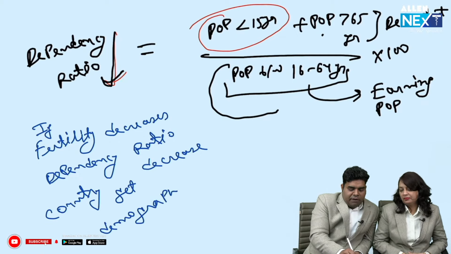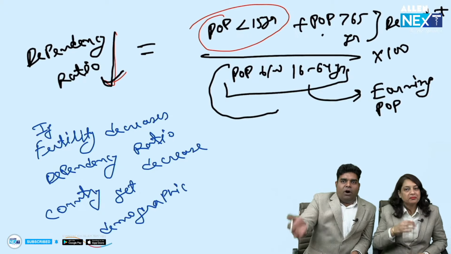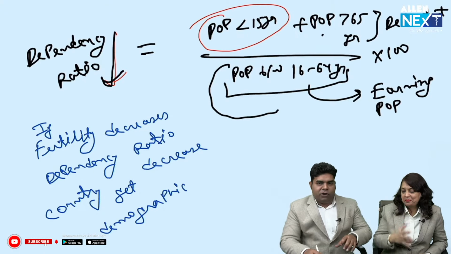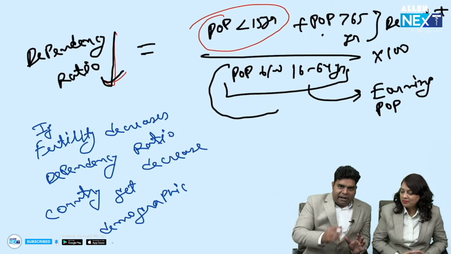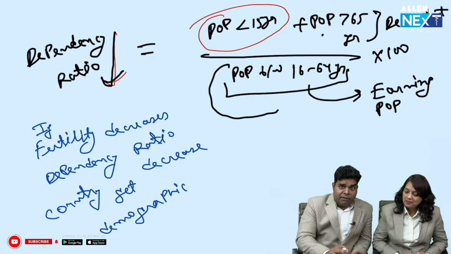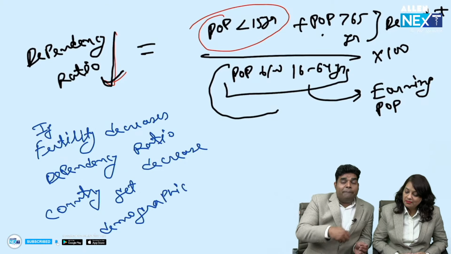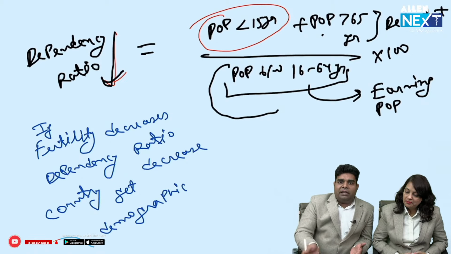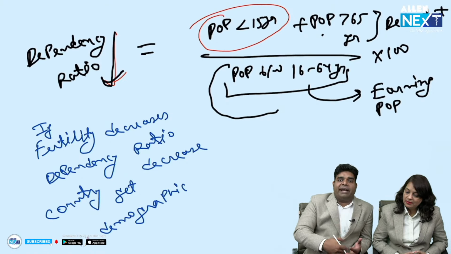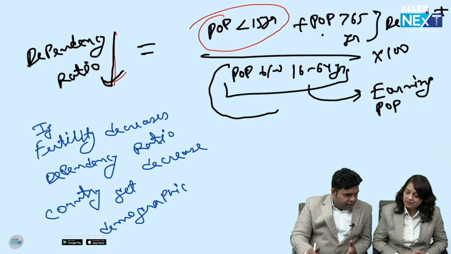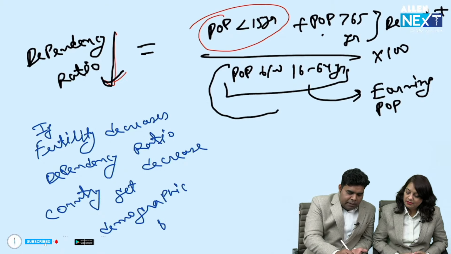But this demographic bonus stage will not stay for very long. After 40-60 years, our population will also become old and we will lose that. But right now, India is in this phase of demographic bonus. But if we are unable to give employment to that earning population, then the demographic bonus becomes a demographic catastrophe. It becomes bad news for the country. So do remember that bonus is obtained.